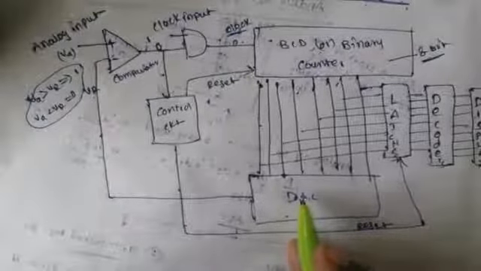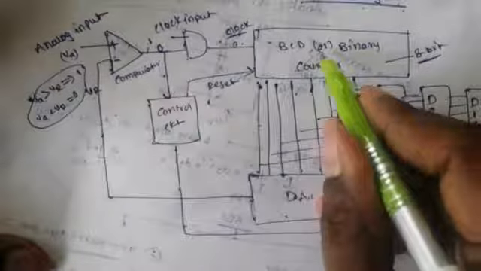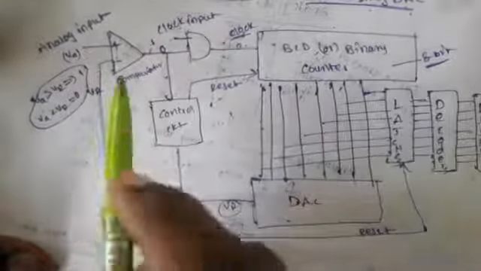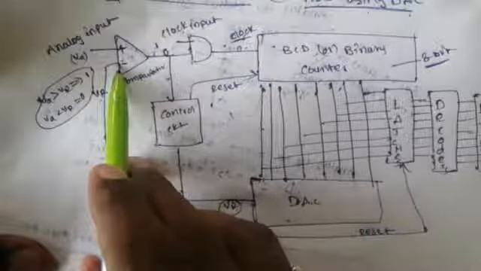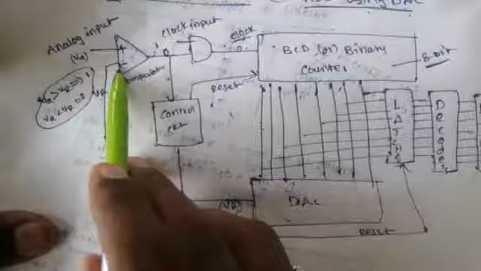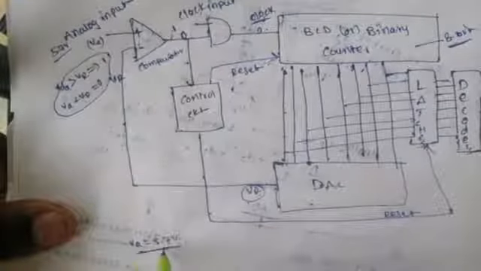In this D to A converter, you can connect either a weighted resistor D to A or an R to 2R ladder network. The digital data is converted back into analog form, and that reference voltage is applied to the comparator input. Suppose we consider the analog input voltage as 5.7 volts.